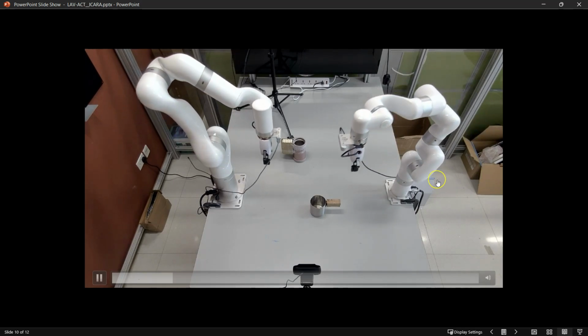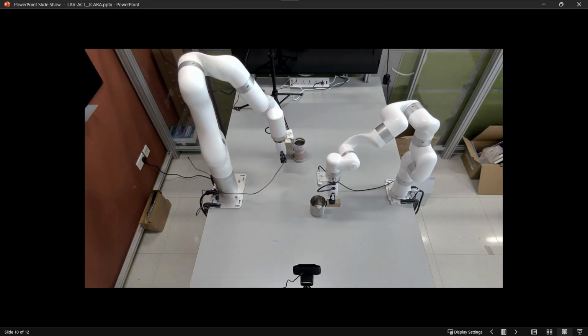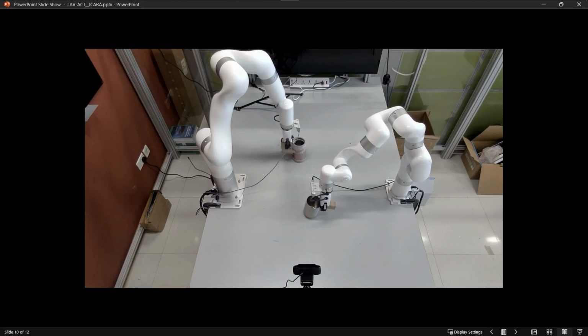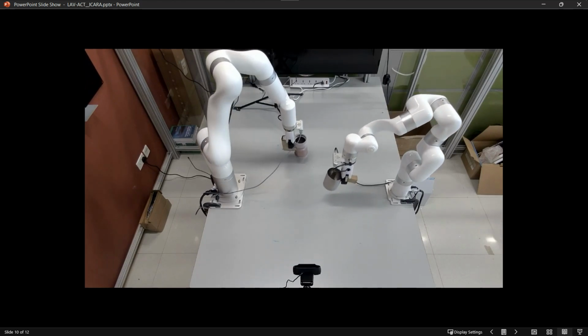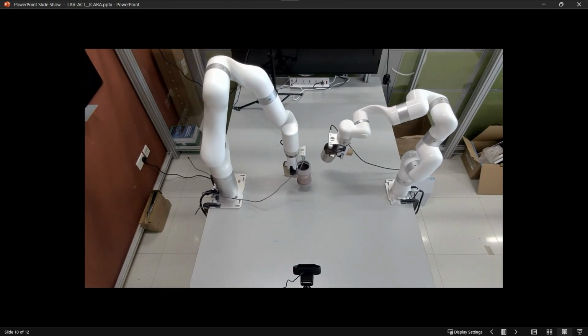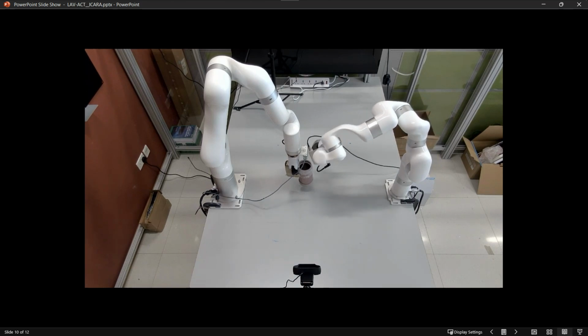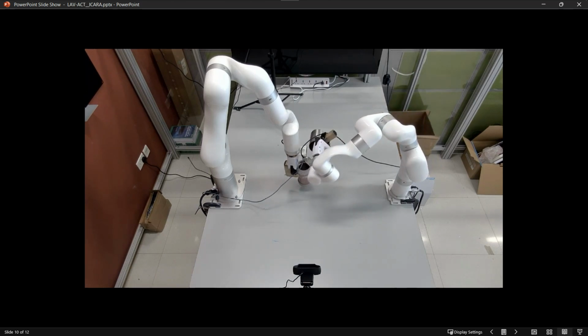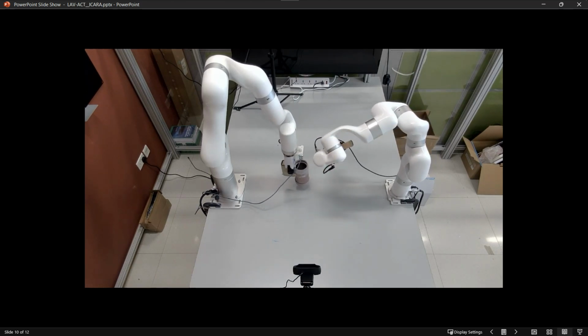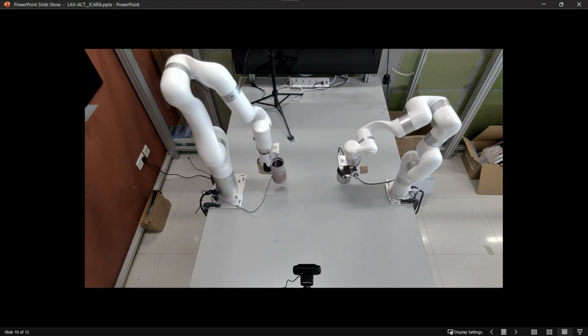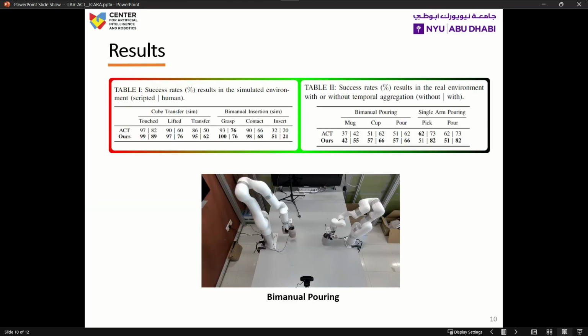This is the real time feed of the tasks that are being carried out by two robotic arms in the lab. You can see there is perfect synchronization. The left arm waits for the right arm to pour the item with the cup.